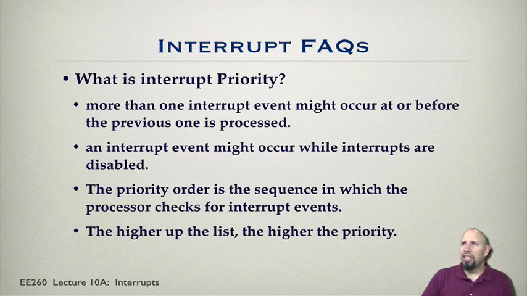Interrupt frequently asked questions. What is the interrupt priority? Well, more than one interrupt event could occur at or before the previous one is processed. An interrupt event might occur while interrupts are disabled. The priority order is the sequence in which the processor checks the interrupt events. The higher up the list, the higher the priority.